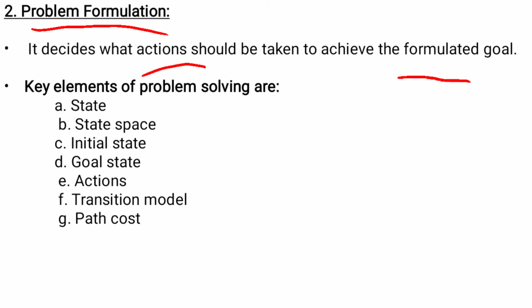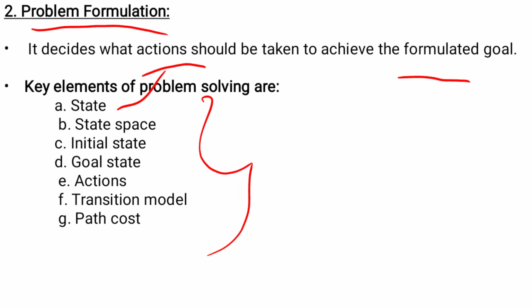This problem is defined by some key elements. So there are state space, initial state, goal state, action, transition model and path cost. These are the elements which define the problem. Let's see what they mean. The first one is state. A state is a representation of elements at a given moment.